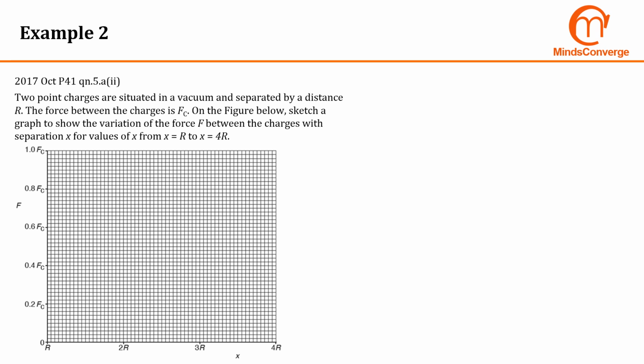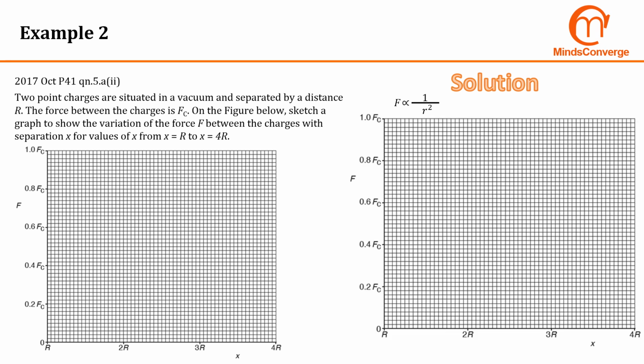Let's try the second example. Please pause the video to try the question. From Coulomb's law, the magnitude of the electric force between two-point charges is inversely proportional to the square of their separation. We are given in the question, when their separation x is capital R, the electric force is Fc. From the proportion, when their separation x becomes 1.5 r, the force will decrease by a factor of 1.5 squared, which is 0.44 Fc.